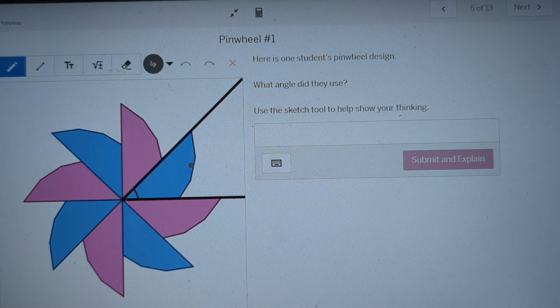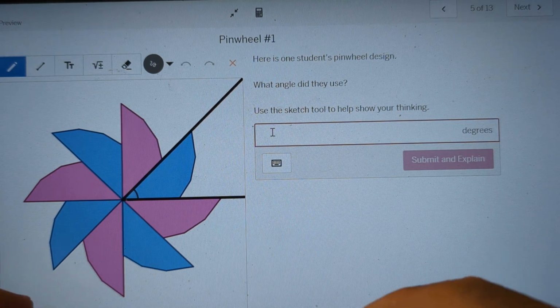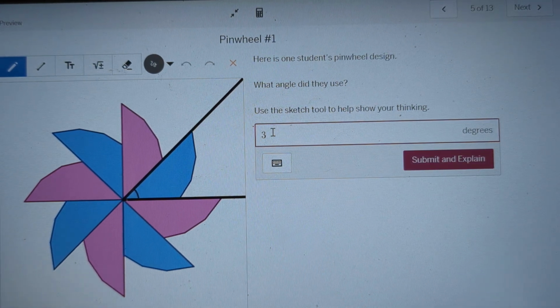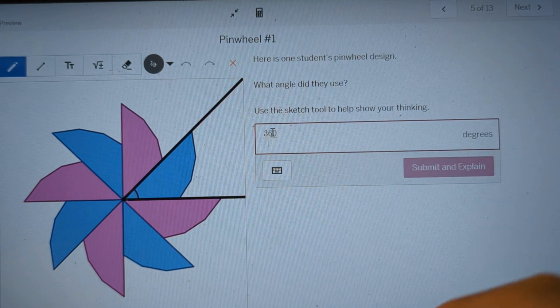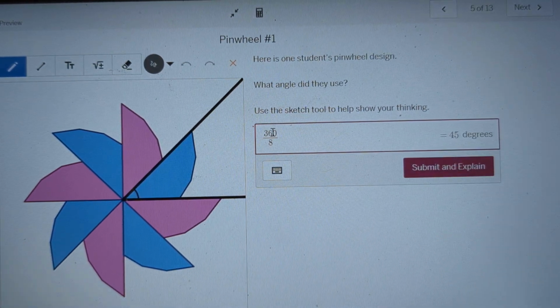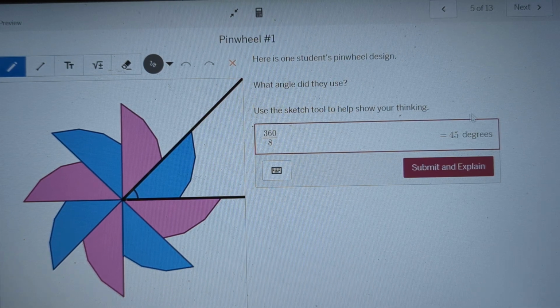Let's see, how many pieces do we have? 1, 2, 3, 4, 5, 6, 7, 8. So we have 8 pieces. So we'll take 360 divided by 8. And over here, it shows us that it's 45 degrees. So that's the angle that we got, 45 degrees.